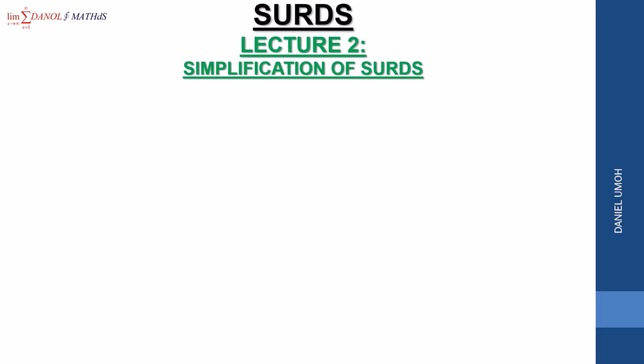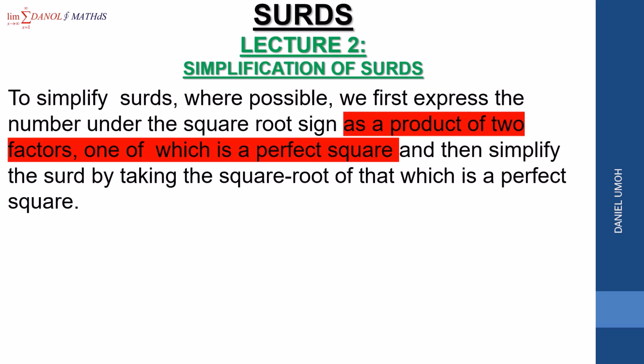To simplify surds, what we do first is to express the number under the square root sign as the product of two factors, one of which must be a perfect square. And then from there, we can simplify by taking the square root of that which is a perfect square. I want you to note this because this is the principle behind the simplification of surds.